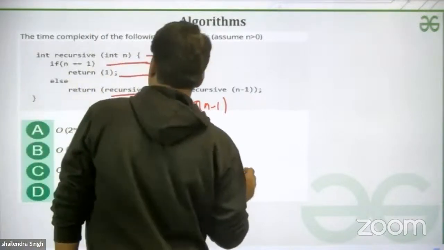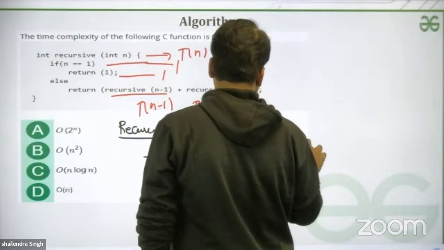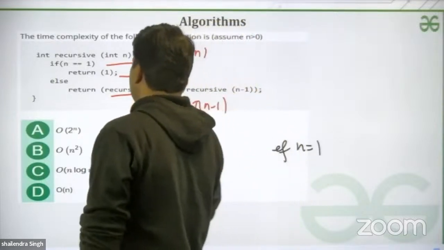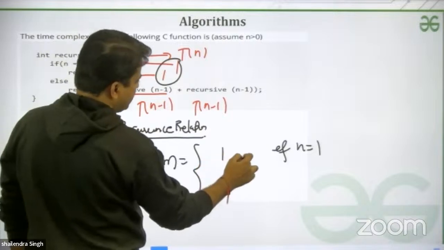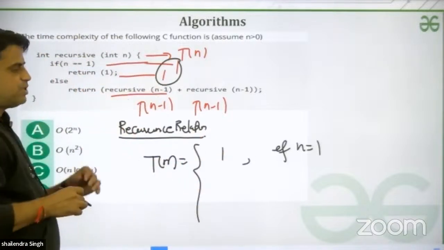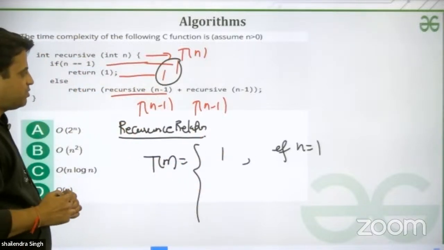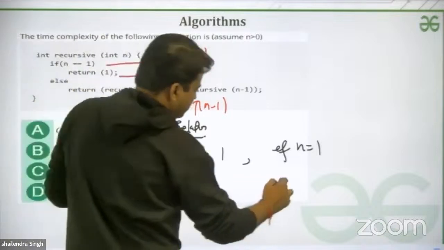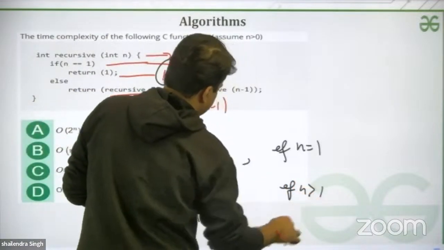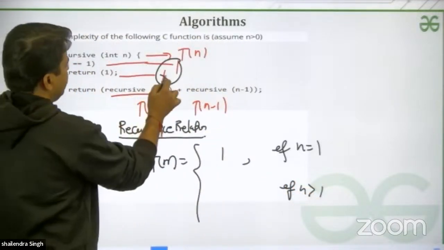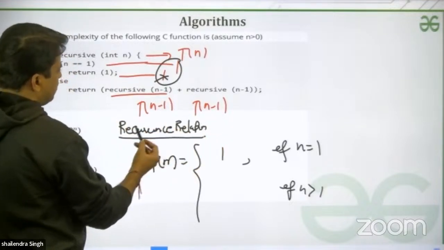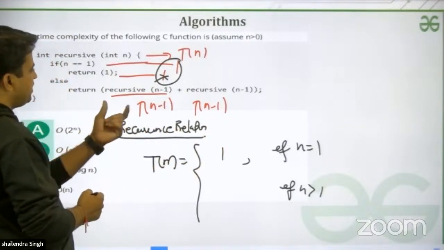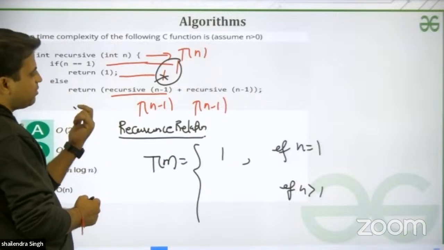Now the recurrence relation. If n equals 1, then Tn equals what? Tn equals this 2. So here 2 is a constant, so you can say 1. Tn equals 1 plus 1 is 2, 2 is a constant, right? If n greater than 1, then Tn equals what? 1 plus this, plus addition का cost, plus return का cost, right?